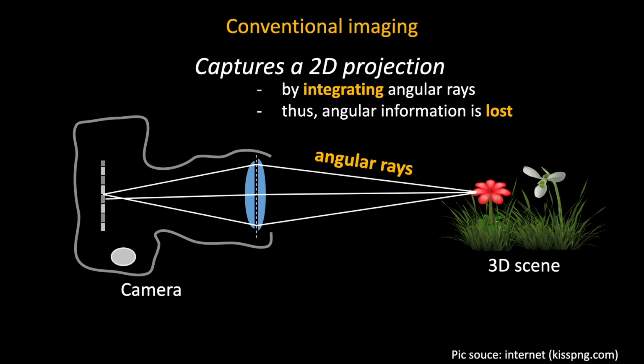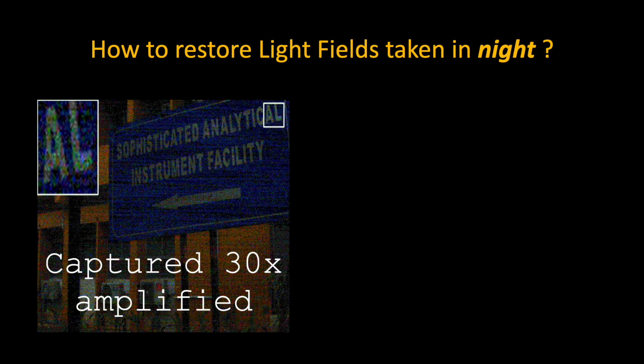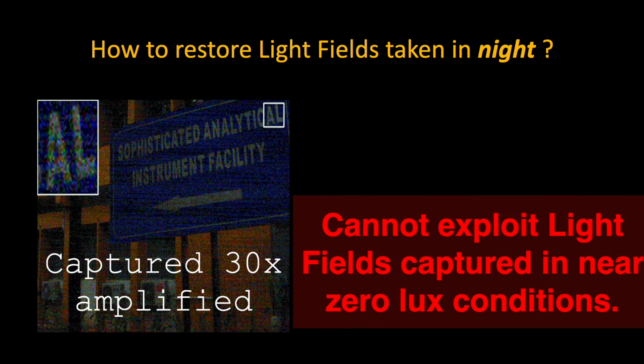Now we all know that a regular DSLR only captures a 2D projection of the real world, losing the depth information. Opposed to this, a light field camera captures a 4D projection of the real world, allowing for several applications such as post-capture refocusing and aperture control. But like any other optical system, the quality of a light field quickly degrades in extreme low light conditions such as nighttime.